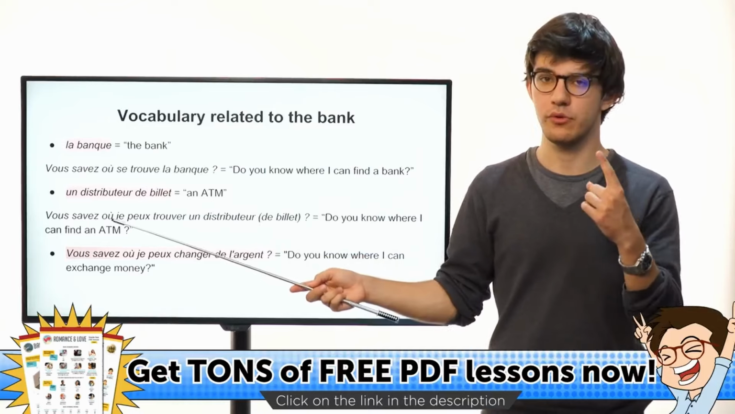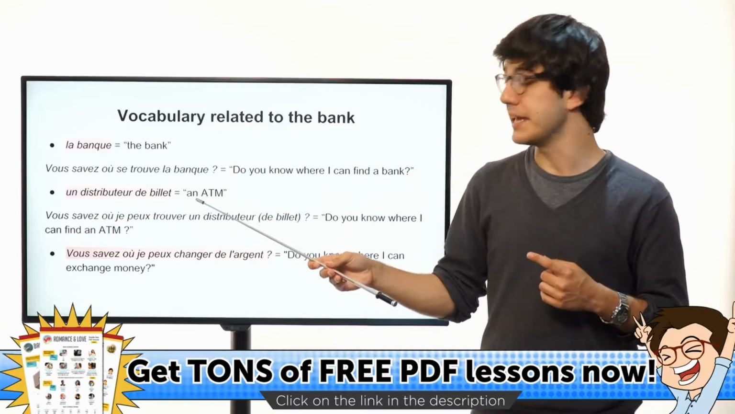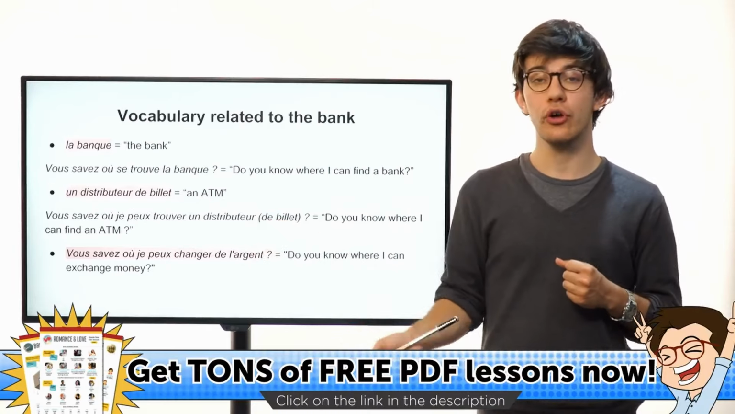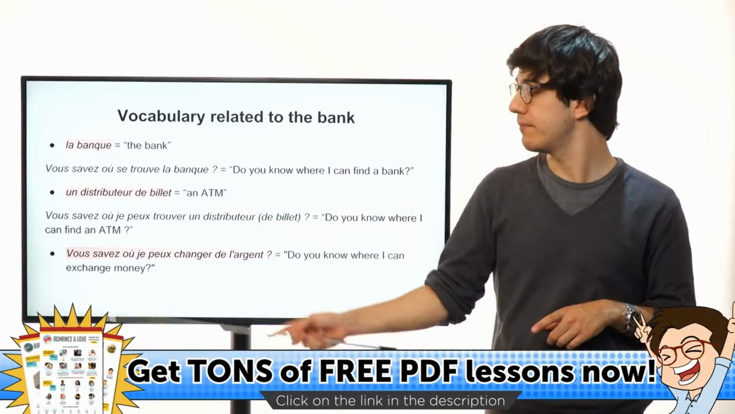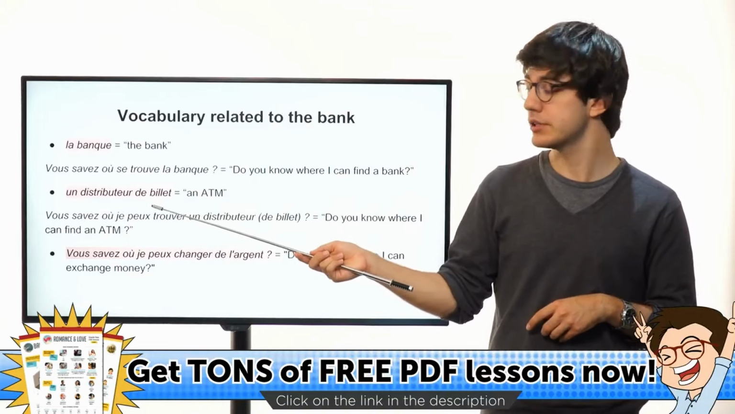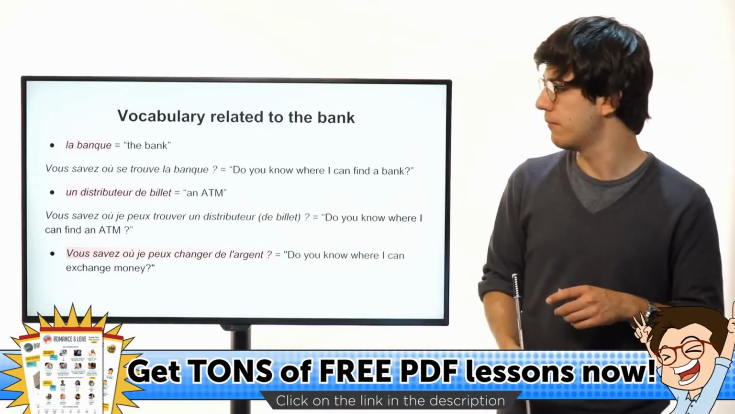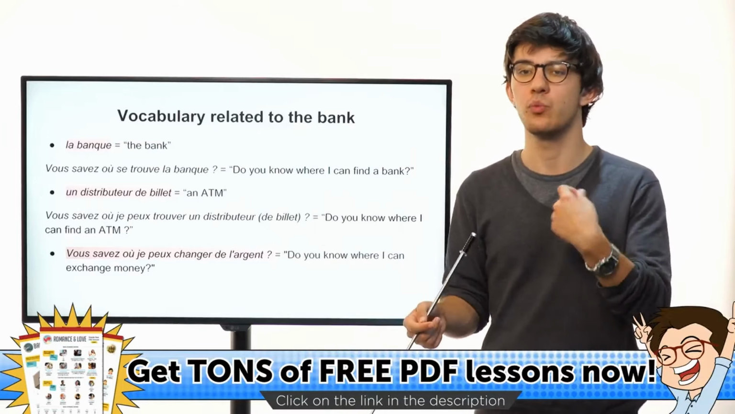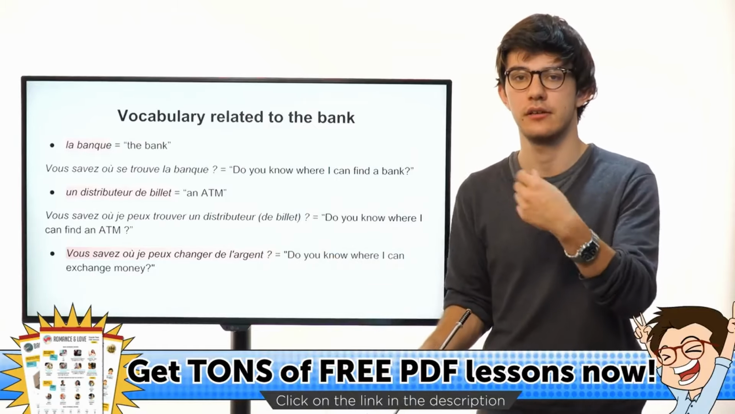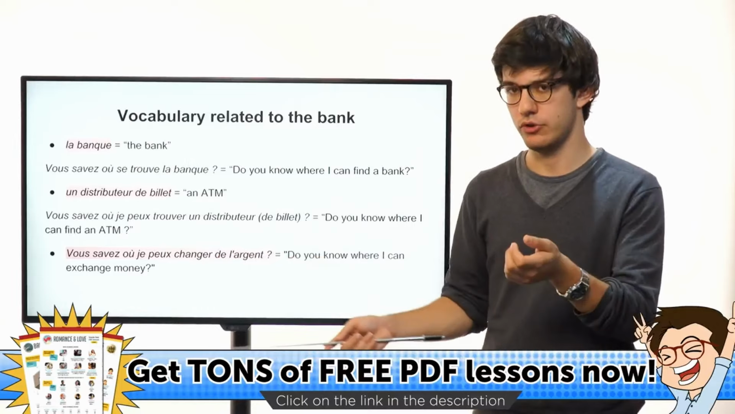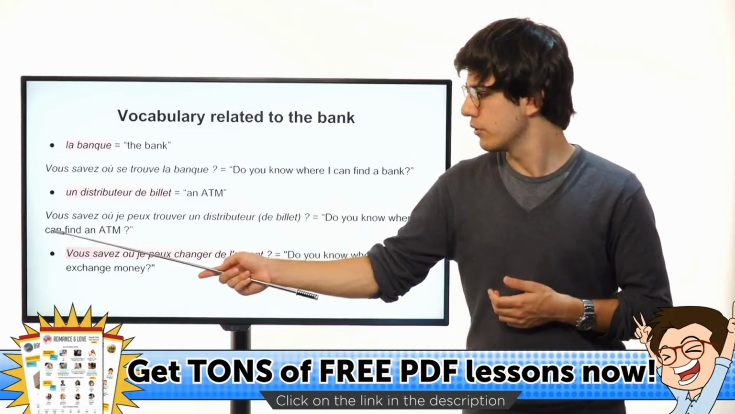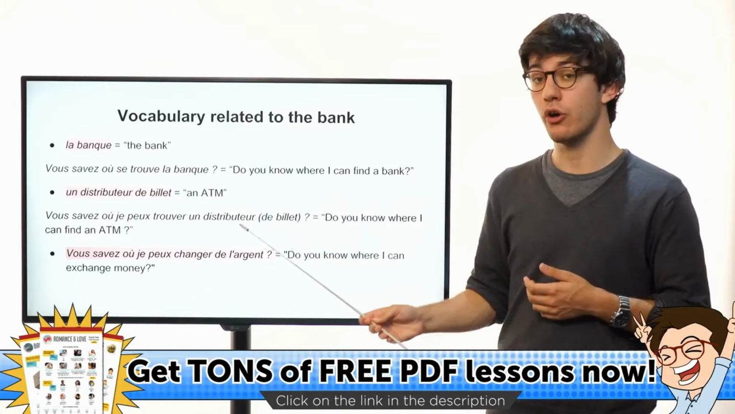But maybe if you want to withdraw money, what you need more is an ATM. What you can say here for ATM is un distributeur de billets. Billet means banknote, and distributeur is something that deals in French. You deal with it to get banknotes. Un distributeur de billets. So, vous savez où je peux trouver un distributeur de billets?